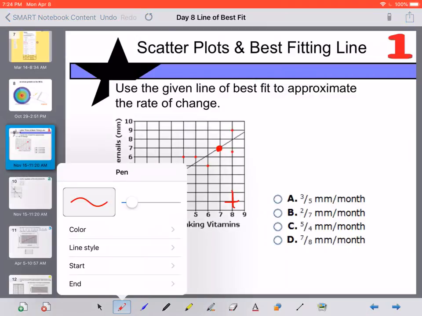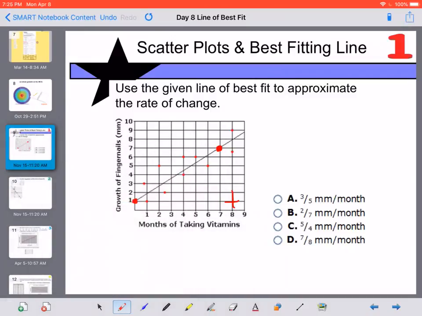So all we're going to do is count this slope because we are trying to find the rate of change. So what that is is just slope. I'm going to count the rise over the run. So if I go up, it's 1, 2, 3, 4, 5, 6, then if I go over, it would be 1, 2, 3, 4, 5, 6, 7.